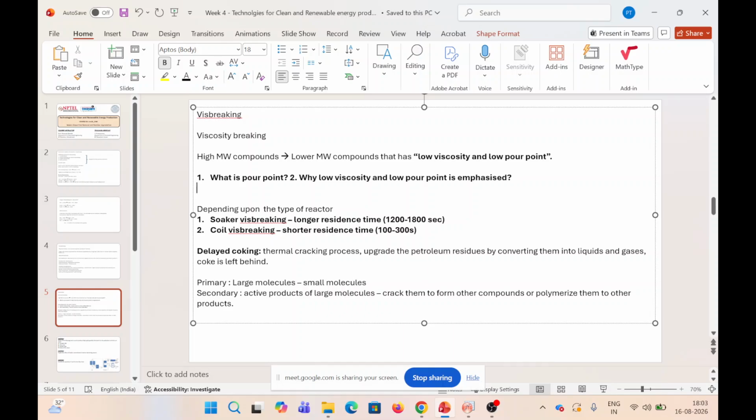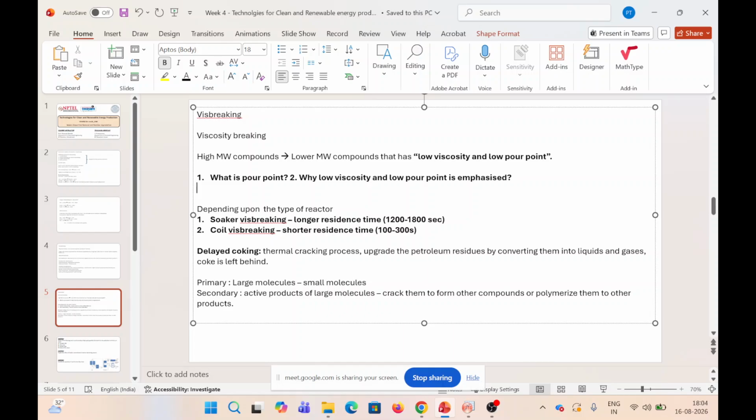Then we come to the concept of delayed coking. So delayed coking is nothing but here you try to do this coking process in two stages. You split them into two stages. One is the primary process, and another one is the secondary process. In case of the primary process, you break down the large molecules into smaller compounds, whereas in case of the secondary process, just a second.